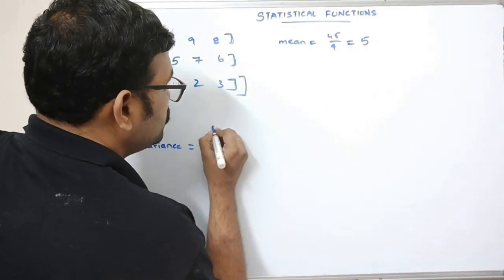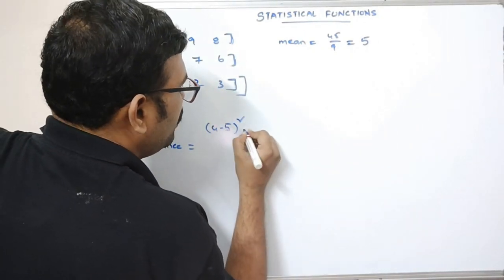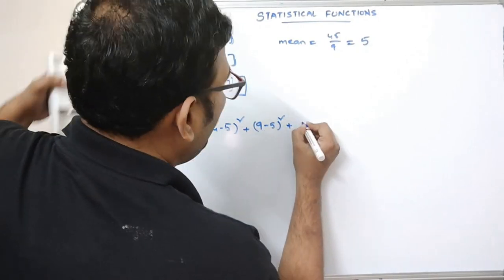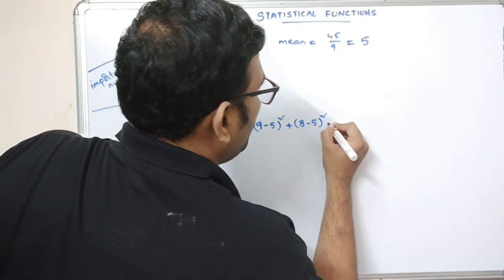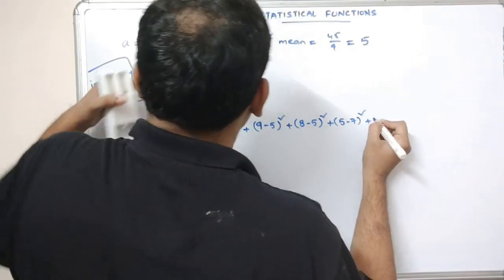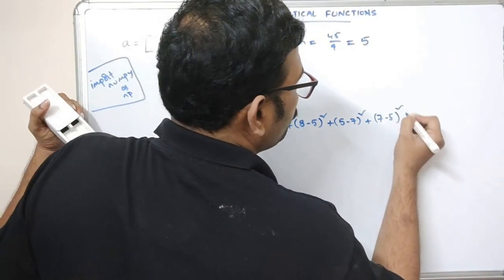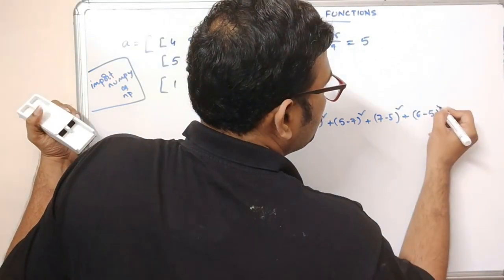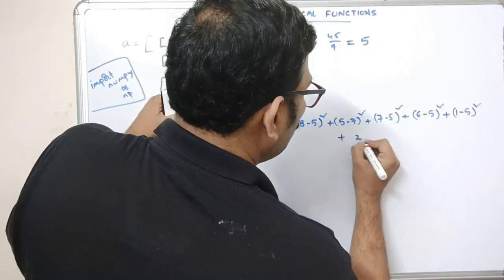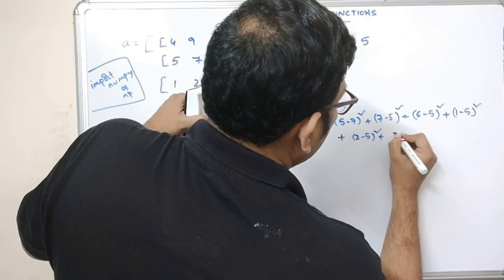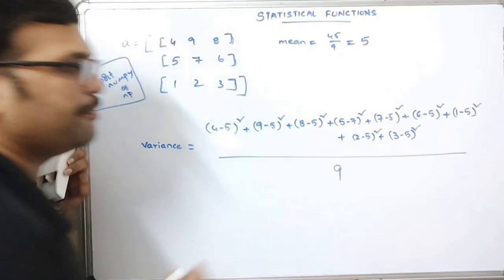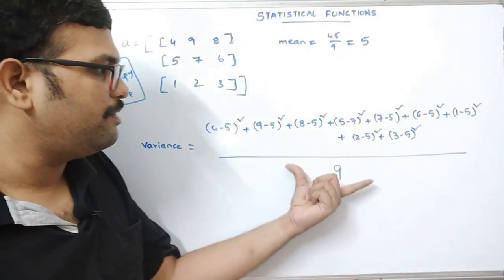Variance is equal to, 4 minus 5 square plus 9 minus 5 square plus 8 minus 5 square plus 5 minus 7 square plus 7 minus 5 square plus 6 minus 5 square plus 1 minus 5 square plus 2 minus 5 square plus 3 minus 5 square, whole divided by the number of elements, that is 9.